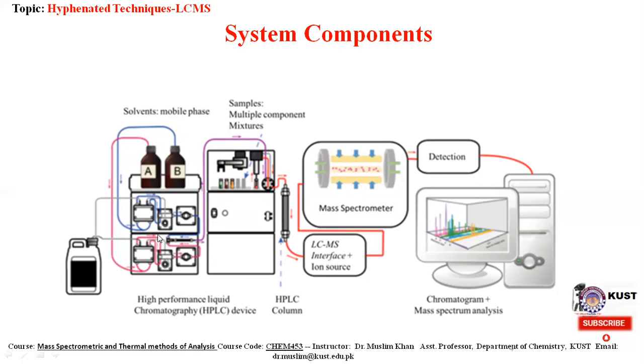So here this is a system of HPLC having this solvent system, and then a degasser, and then a column. This is a column of chromatography, and then this column is further attached by an interface to a mass spectrometer.